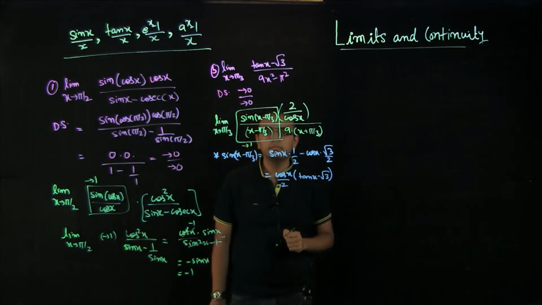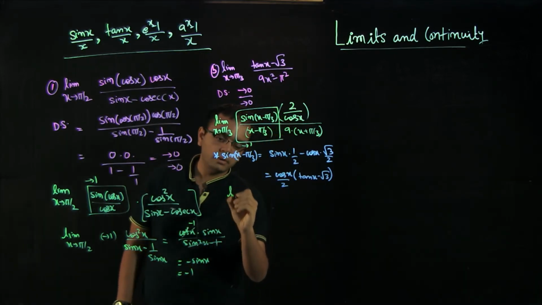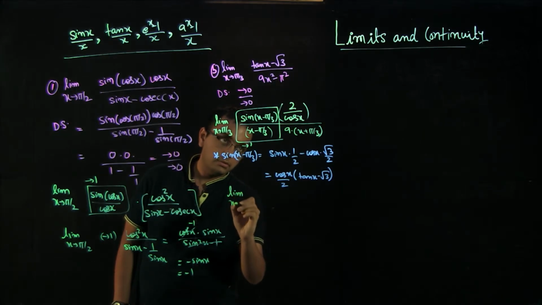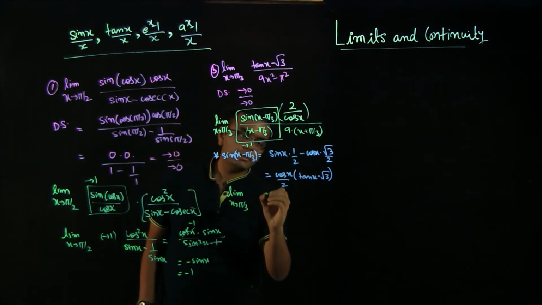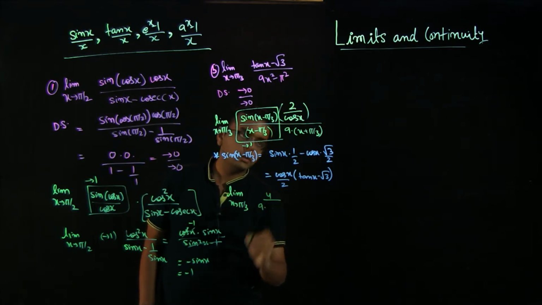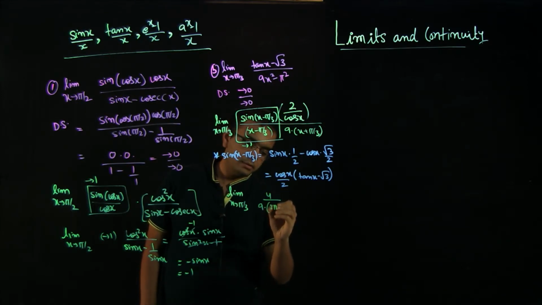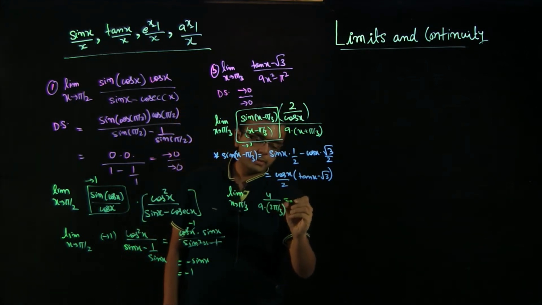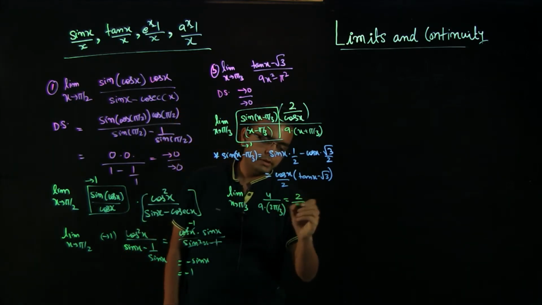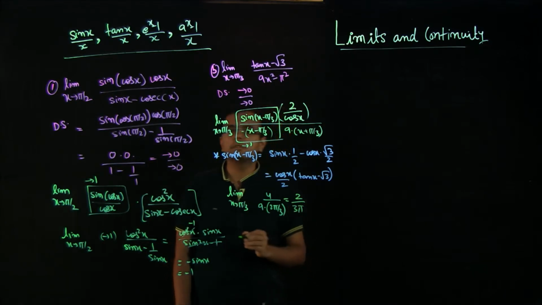Okay. So now when you substitute the value, cos of pi by 3 is half, so this will become 4 by 9 into 2 pi by 3, and this is nothing but 2 by 3 pi, and this is the answer for the limit.